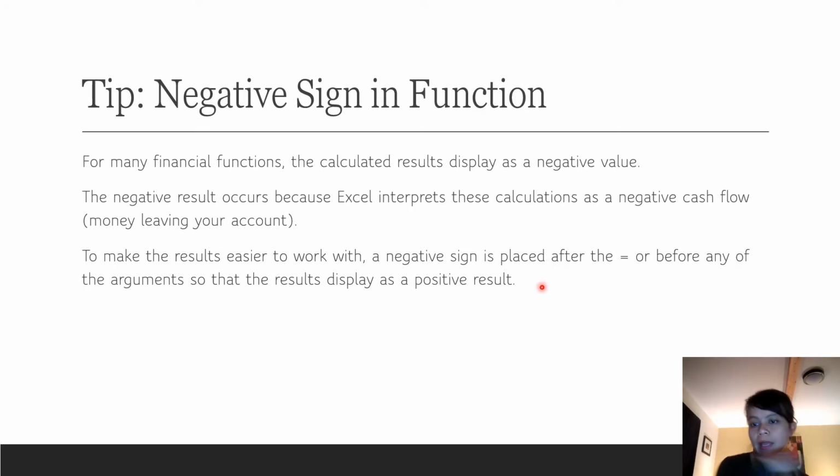One thing to note, and I've mentioned this before, is the negative sign in functions. For many financial functions, the calculated results usually display as a negative value. The negative result occurs because Excel interprets these calculations as a negative cash flow, like it sees it as money leaving your account. So to make the results easier to work with, a negative sign should be placed after the equal sign when you enter the function or before any of the arguments, so that the results display as a positive result.